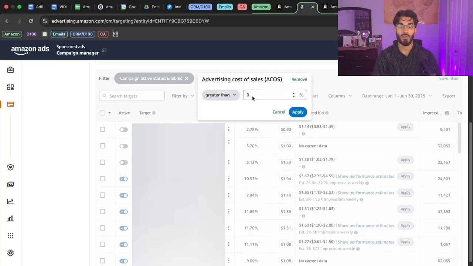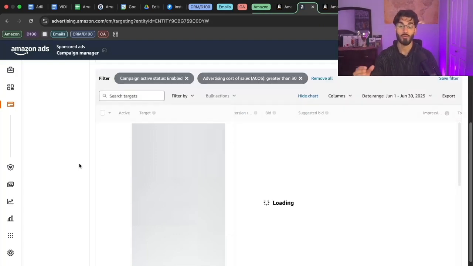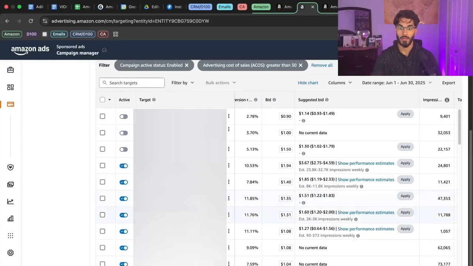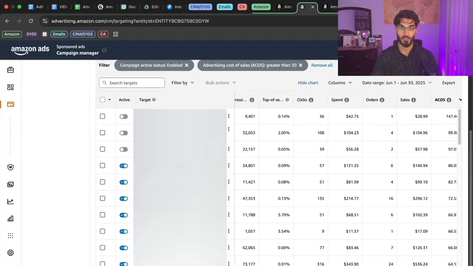Now I'm looking for anything that we have above 30%. Now why do I say 30%? Because we set our threshold for our desired ACOS at 30%. So we want to see campaigns above this level to see if we can reduce the bids on these. So I'm gonna hit it here. So we have 44 campaigns or product targetings that are above that.